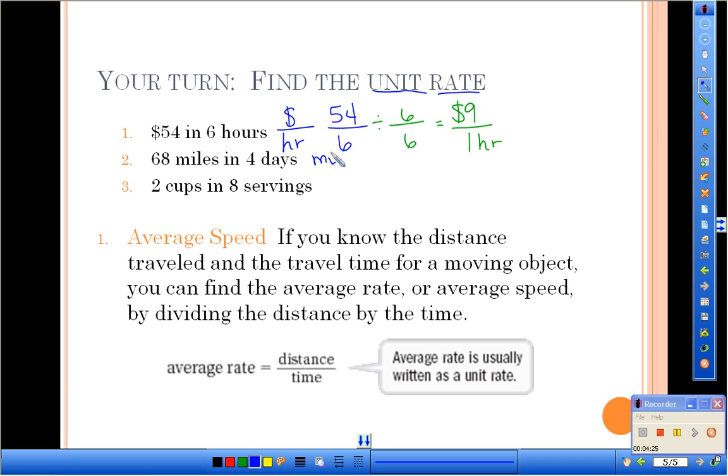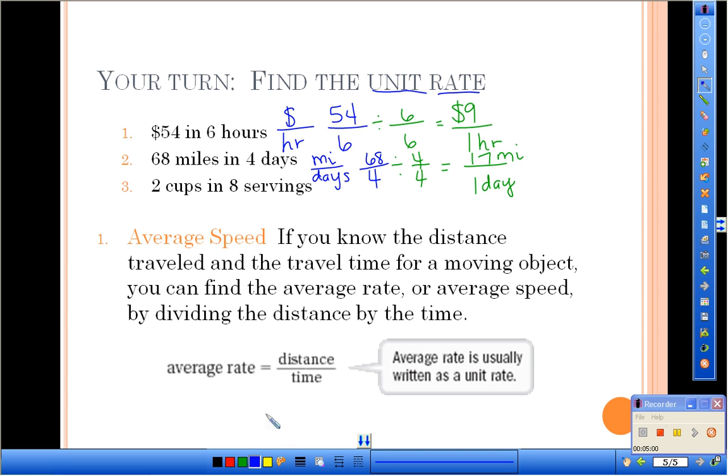The next one, we have miles in our numerator because that comes first. Days will be in our denominator. 68 miles in 4 days. So to find the unit rate, or how many miles they went in 1 day, we're going to divide the top and the bottom by 4. 4 divided by 4, of course, gives us that 1 day that we're looking for. And 68 divided by 4 is 17. So this unit rate is 17 miles per day.